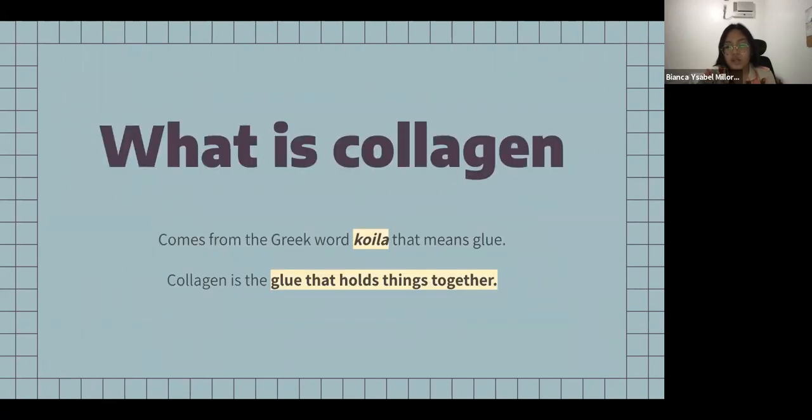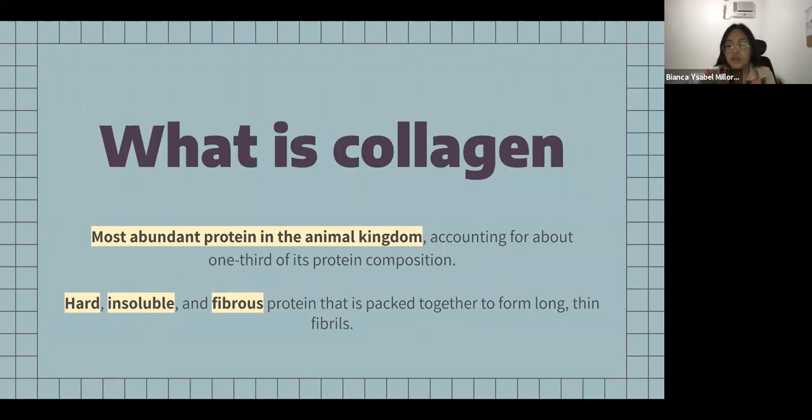First, let's start with what collagen is. Collagen comes from the word kolla, which means glue in Greek. Collagen is also found in many other parts of the body, including blood vessels, corneas, and teeth, and this is where it acts as a glue. Collagen is the most abundant protein in the animal kingdom, accounting for about 1/3 of its protein composition. It's rigid and resistant to stretching. Collagen is a hard, insoluble, and fibrous protein. In addition, in most collagens, the molecules are packed together to form long, thin fibrils.